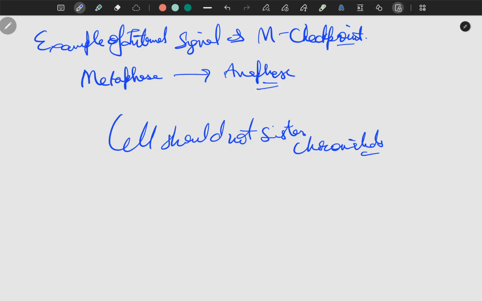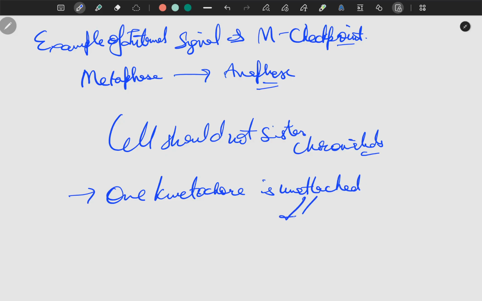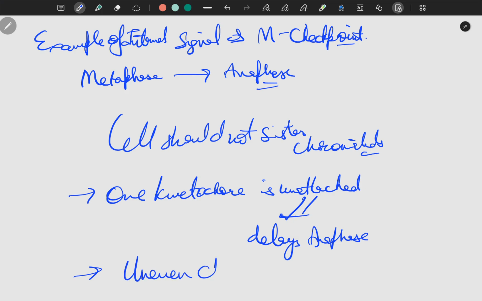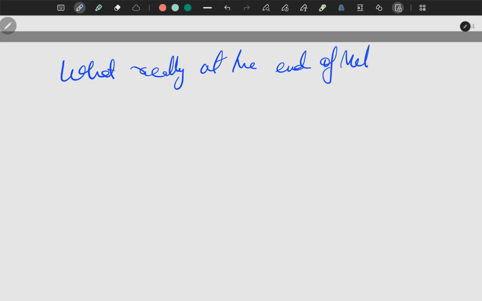Even if one kinetochore is unattached, it delays anaphase. This ensures even chromosome distribution. I'll tell you more in detail right now. What really happens at the ending phase of the metaphase, the M checkpoint?